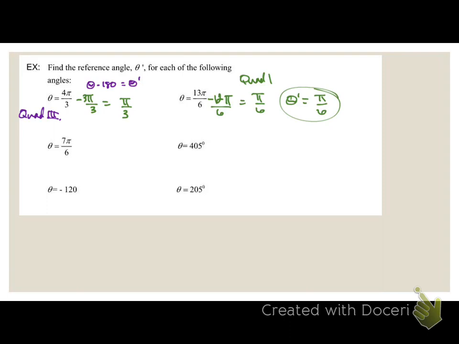And the next radians one is 7 pi over 6. With 7 pi over 6, we have to know what quadrant we're in. And again, we're in quadrant 3.